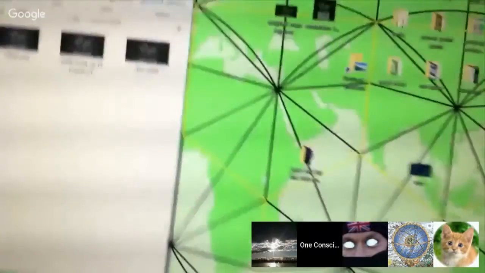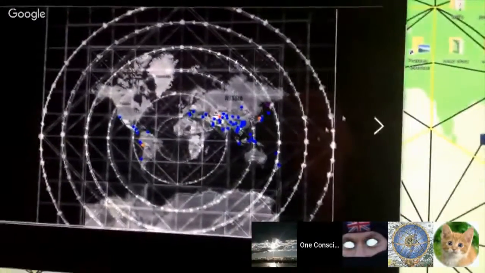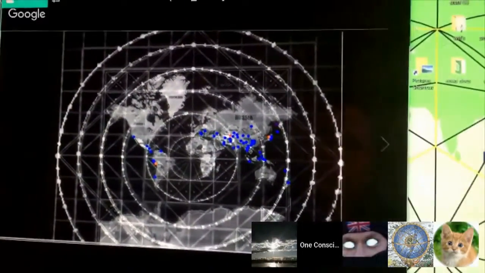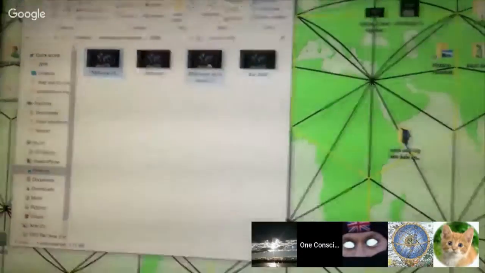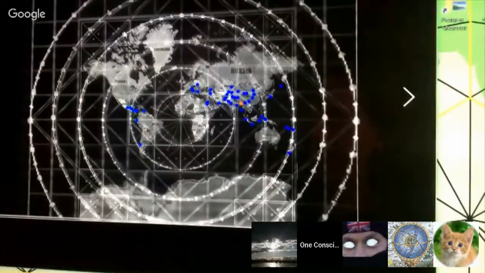Sorry. So anyway, moving on, there's June. The way it's saved, it was stupid. That's why I have to keep going back in and opening it. September. So we can kind of watch it move.